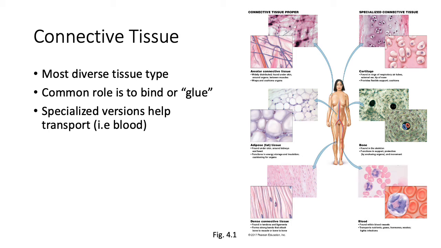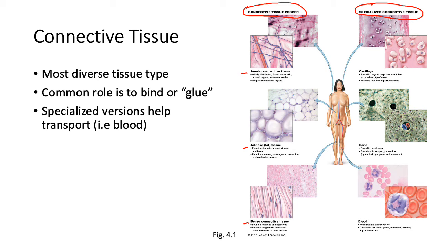If you look at this figure here, we have two categories of connective tissue: connective tissue proper here on the left, and specialized connective tissue. Connective tissue proper is what its name suggests, tissue that works to connect other tissues together. And there's three types that we find here: areolar, adipose, and dense connective tissue.